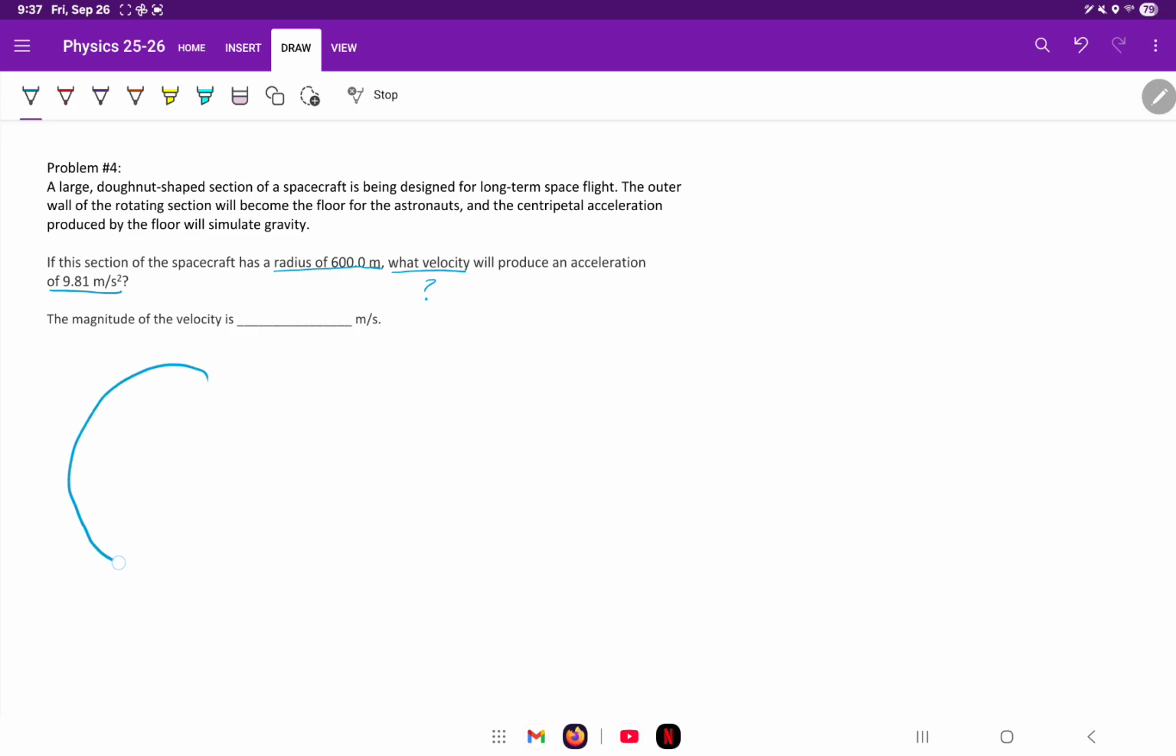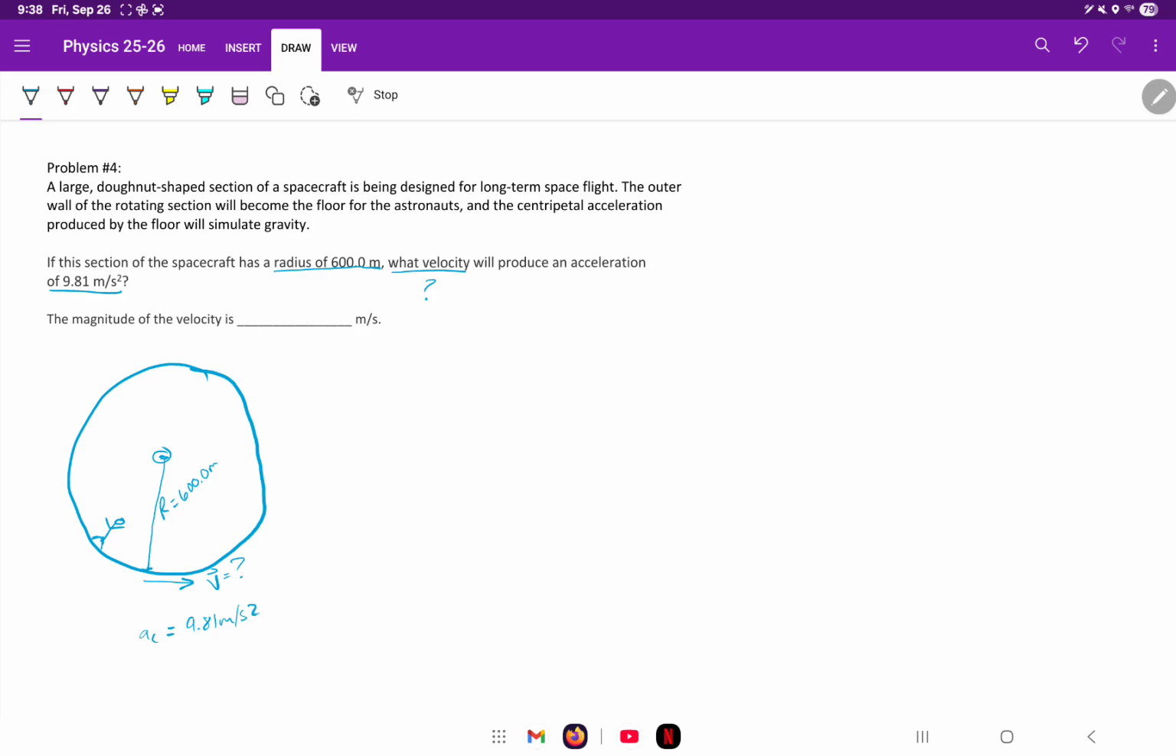So, got a circle, specifically a donut, so that means there's a little circle on the inside here. And the astronauts are going to basically be on the outside, like that, so they can survive, okay? We know that the radius of the spacecraft is 600.0 meters, and that it needs to produce an acceleration, which means that it needs to move with a velocity this way, which we don't know. That's the question mark. So that there's a centripetal acceleration that is equal to 9.81 meters per second squared.